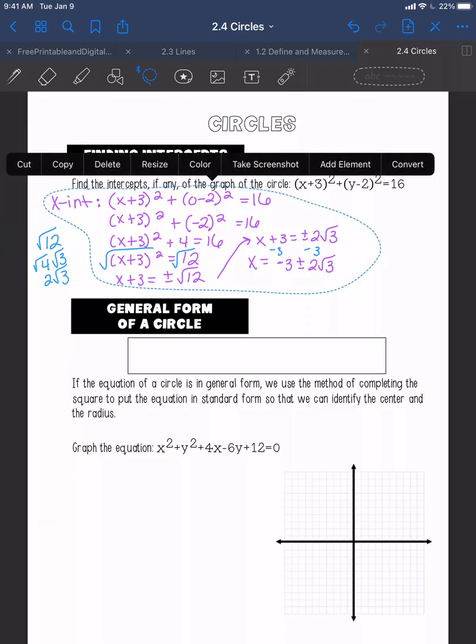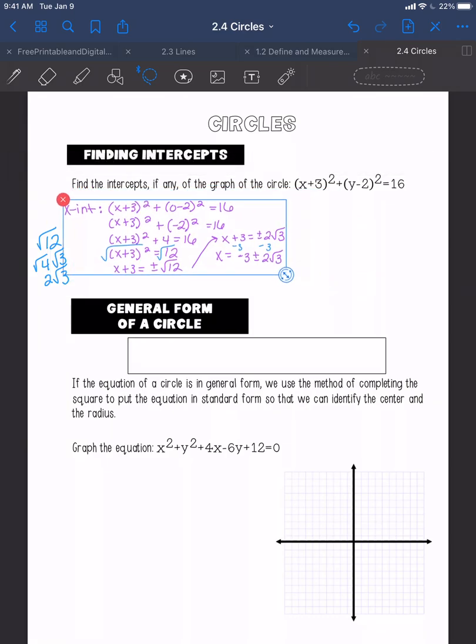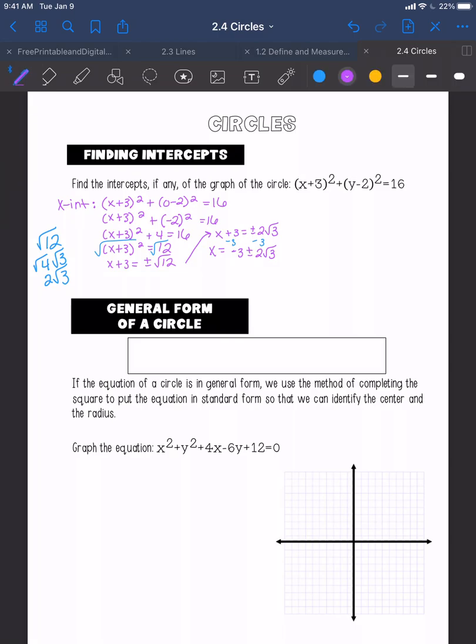We're going to do the same thing for the y-intercept. But we're going to plug in 0 for x. So 0 plus 3 quantity squared plus y minus 2 quantity squared equals 16. So 0 plus 3 is 3. 3 squared is 9. 9 plus y minus 2 quantity squared equals 16. Subtracting 9 from both sides, we get y minus 2 quantity squared equals 7.